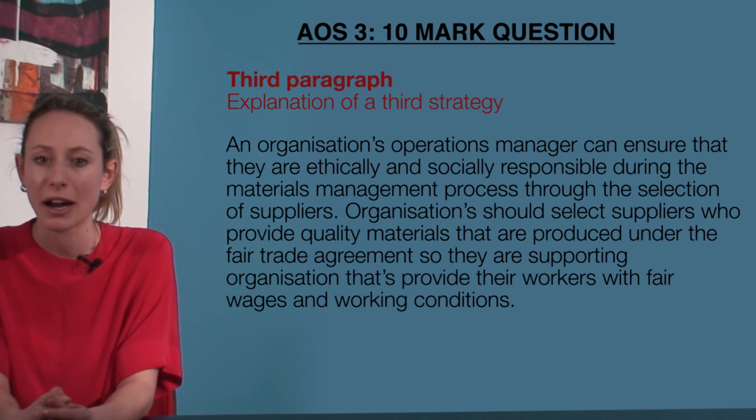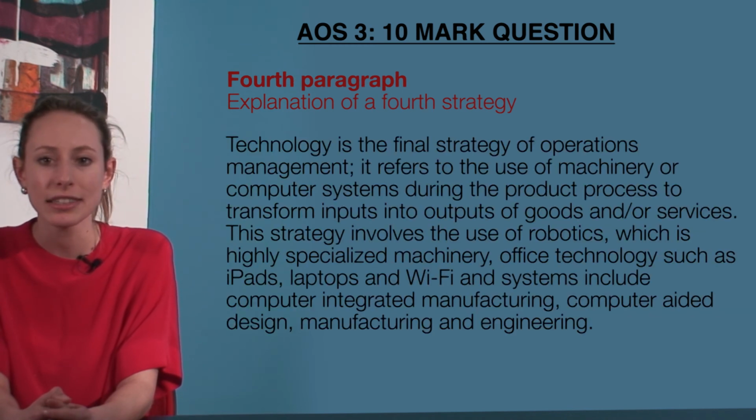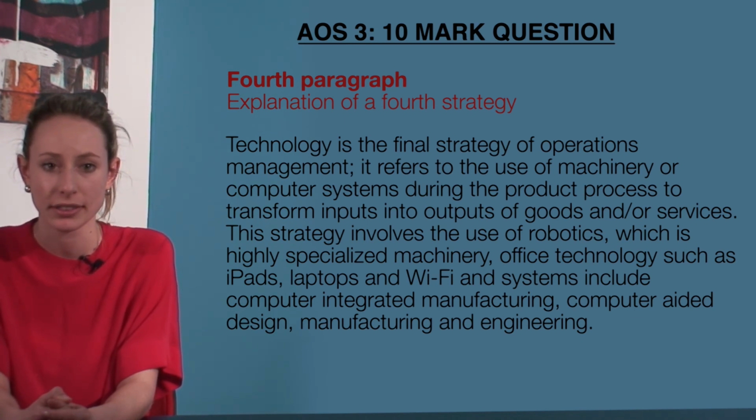The fourth and final paragraph could include: technology is the final strategy of operations management. It refers to the use of machinery or computer systems during the production process to transform inputs into outputs of goods and/or services. This strategy involves the use of robotics, which is highly specialised machinery, office technology such as iPads, laptops and Wi-Fi, and systems including computer-integrated manufacturing, and computer-aided design, manufacturing and engineering.